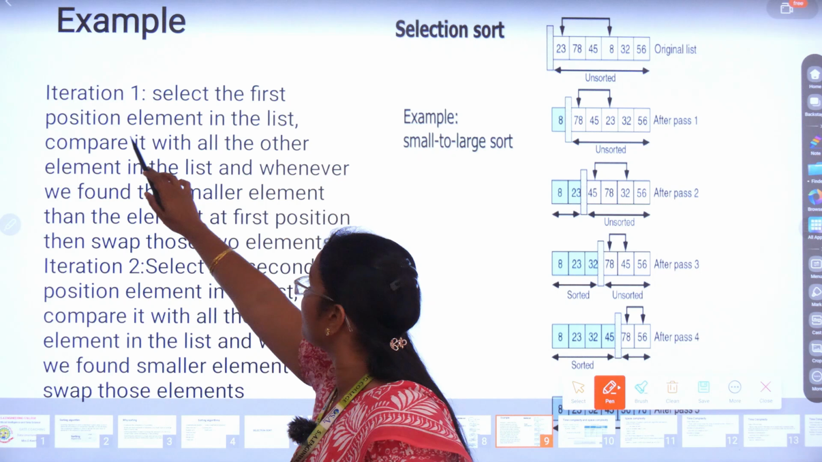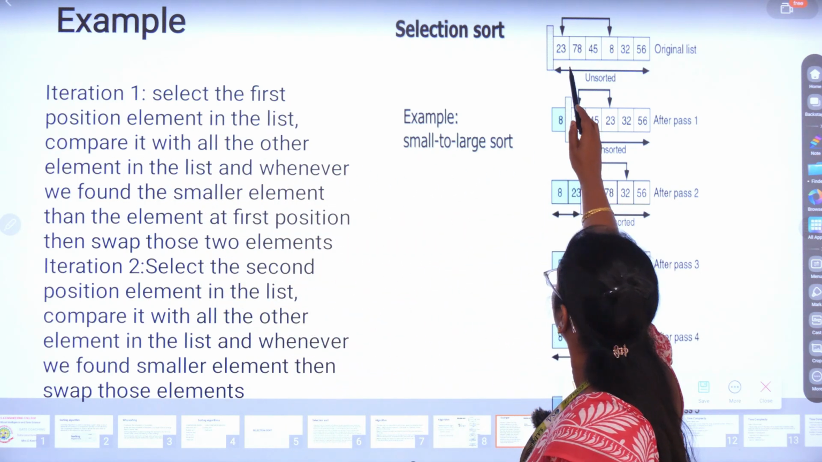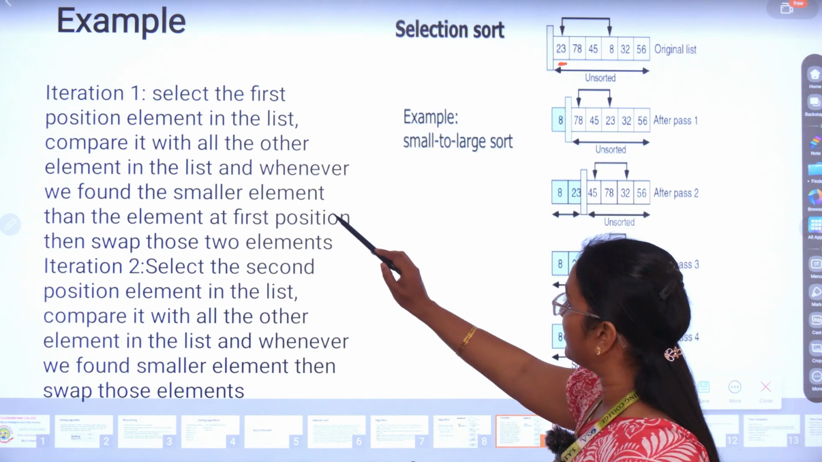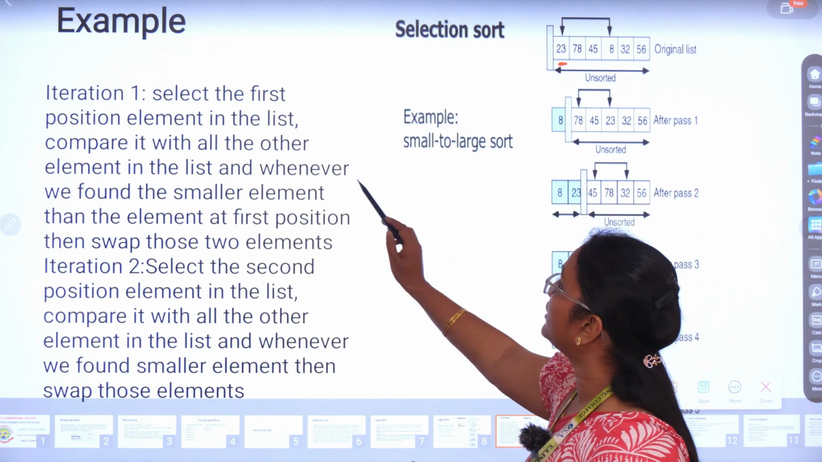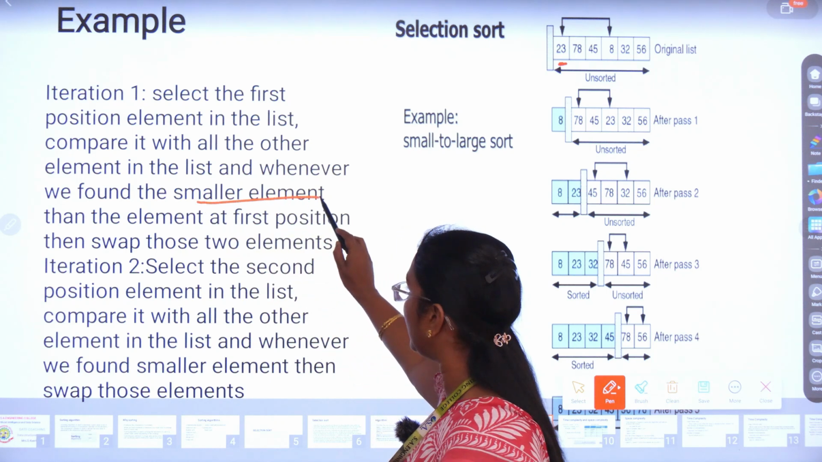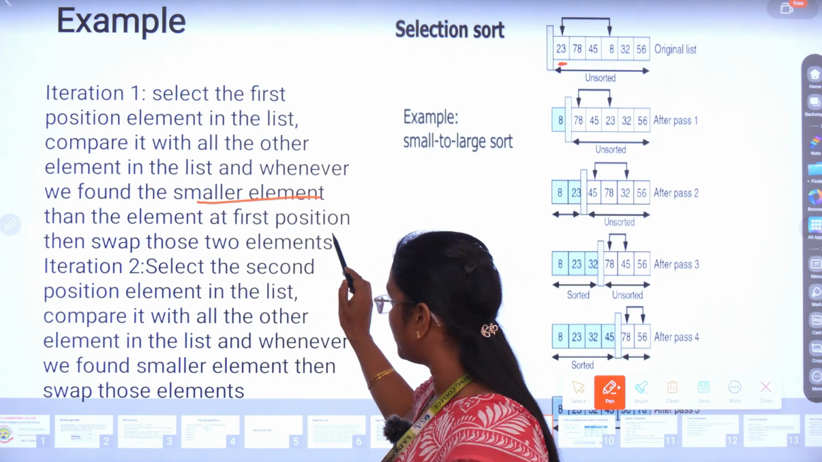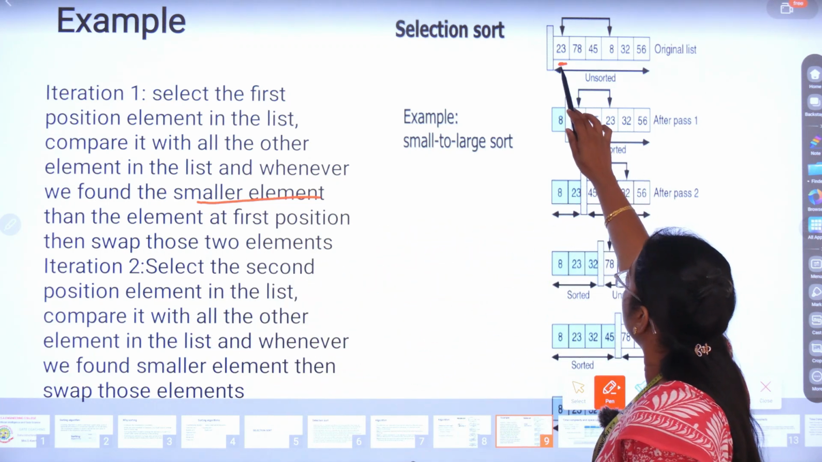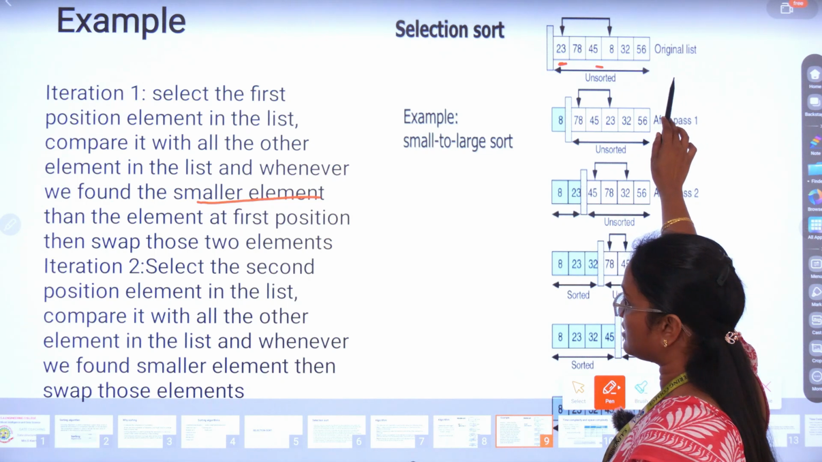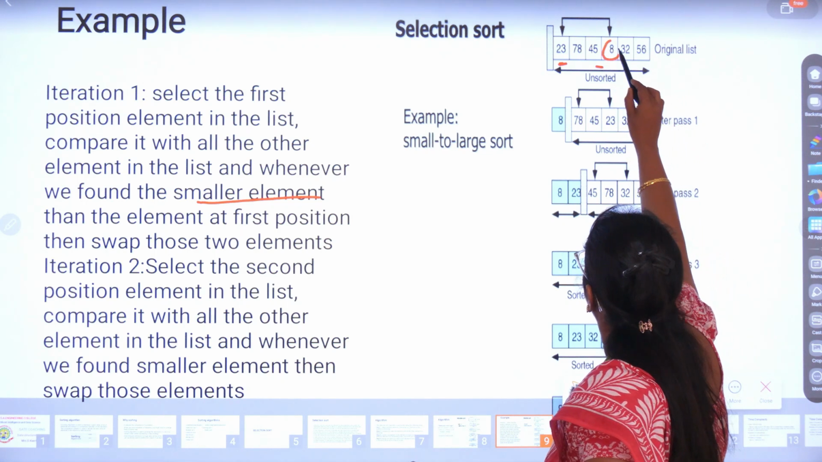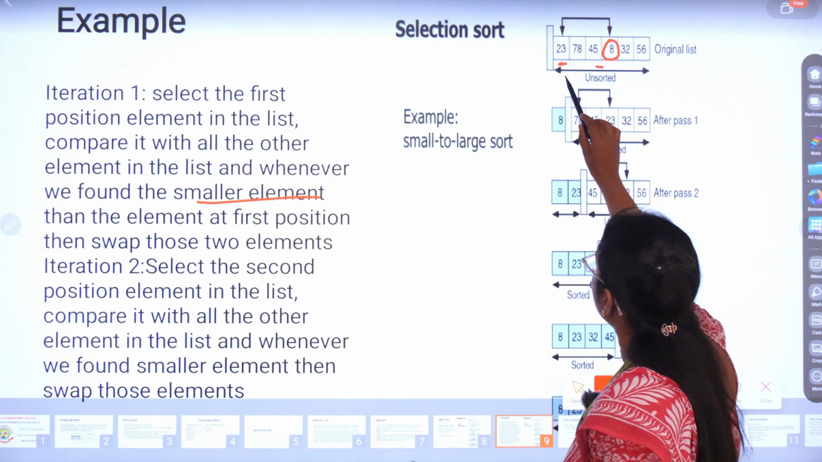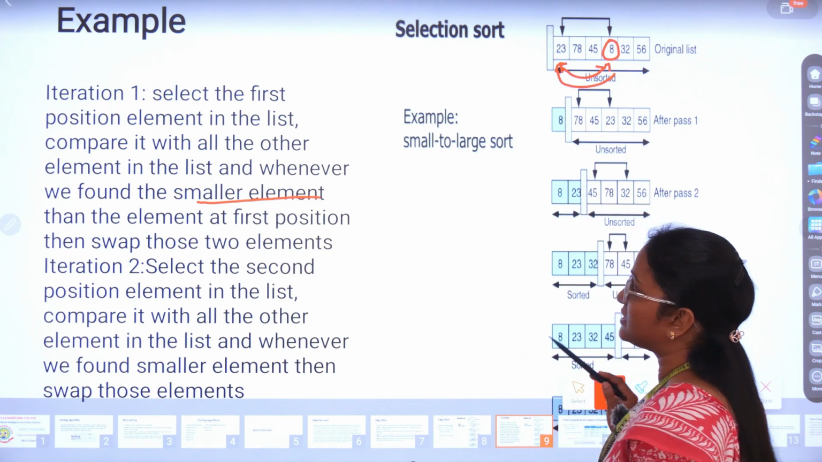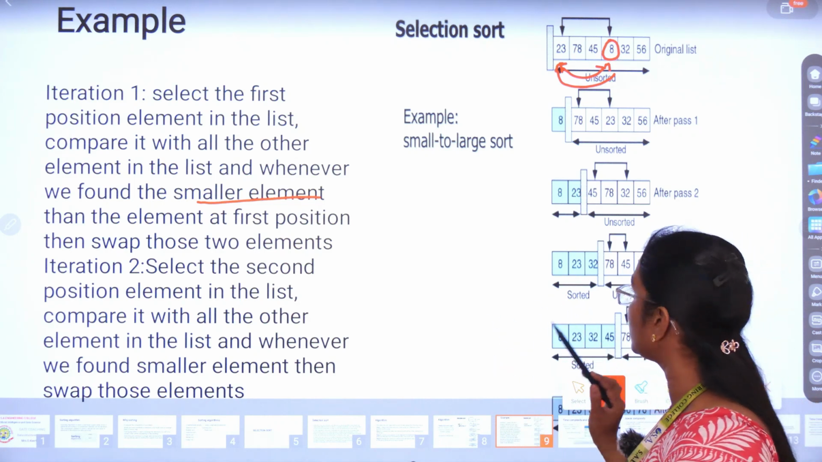First we have to select the first position element in the list. Then we compare it with all the other elements in the list, and whenever we find an element smaller than the element at the first position, we swap those two elements. The first element is compared with all the other elements, and once we find a smaller element than the selected element, we do a swapping operation. This is the logic behind the selection sort algorithm.